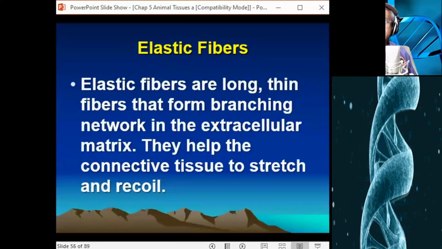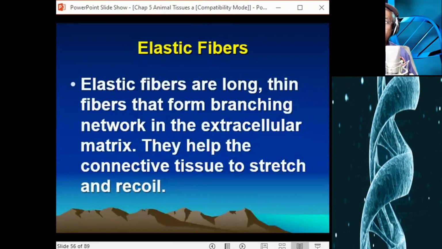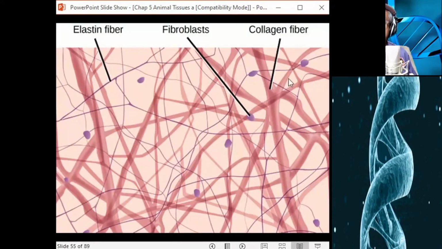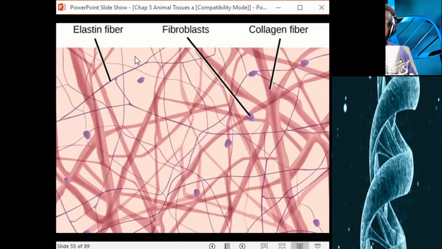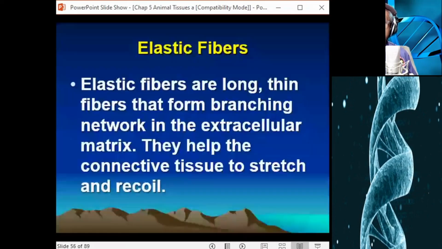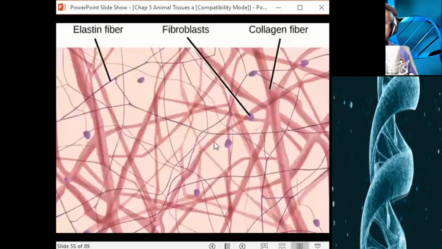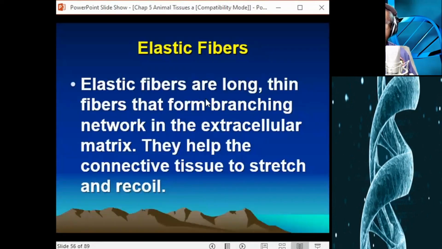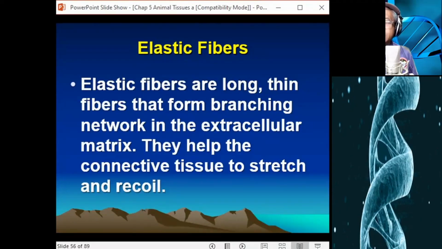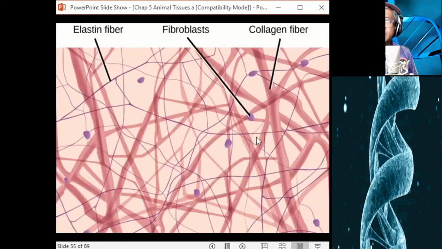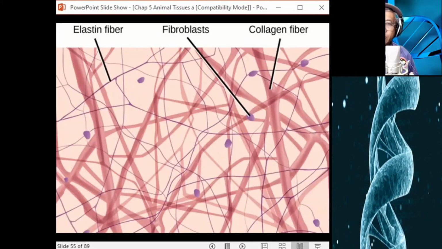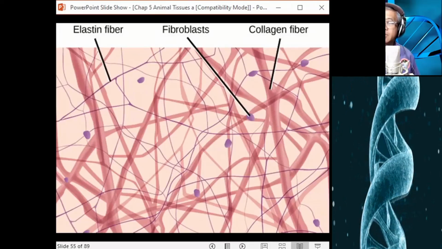Ito yung elastin or elastic fibers. They are long, thin fibers, no? Thin fibers. Ito yung purple stained fibers. Yung red, yun yung collagen. Ito naman, elastic fibers. So, they are long, thin fibers that form branches. No? They form a network of fibers. Nakitang-kita naman sa photo. Okay, in the extracellular matrix. They help the connective tissue to stretch and recoil. Ayan. Yun ang kaya nga tinawag siya na elastic fiber. So, this will allow the connective tissue to stretch and to recoil.